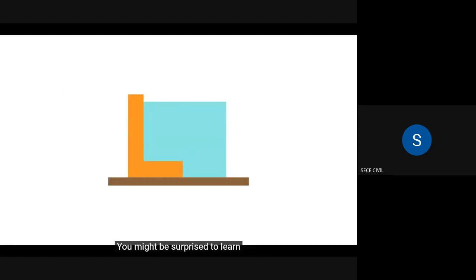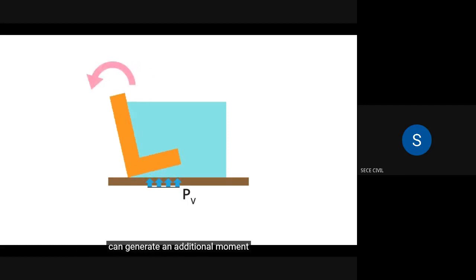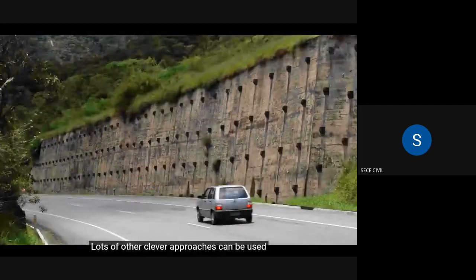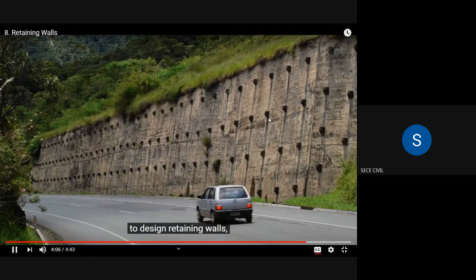You might be surprised to learn that L-shaped walls are seldom used as dams. The reason is that pressurized water at the bottom of the dam can seep under the base of the dam. And if it does, the resulting upward water pressure on the bottom of the dam can generate an additional moment and make the dam overturn. Lots of other clever approaches can be used to design retaining walls, but we do not have time to discuss them here.